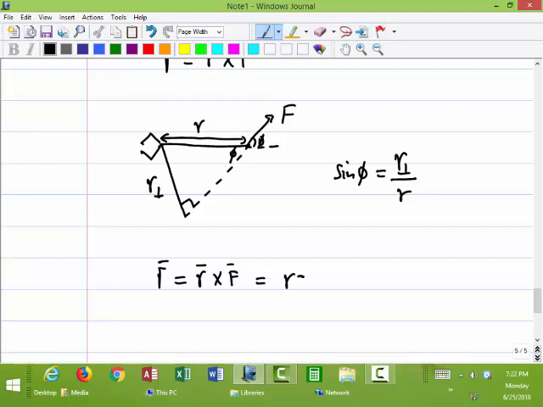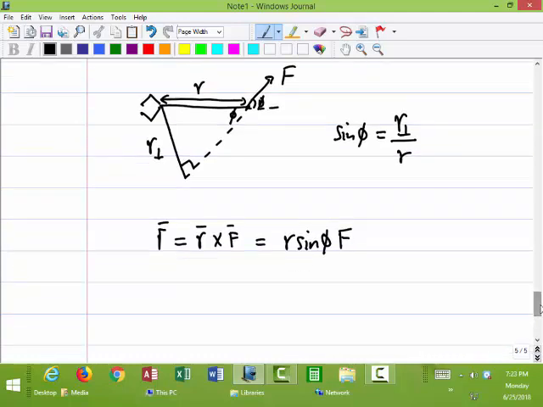So that when we calculate torque, torque is equal to R cross F, and that can be written as R sine phi. So essentially what we are saying here is that the torque can be written as the perpendicular component of the lever arm to the line of action of the force multiplied by F.